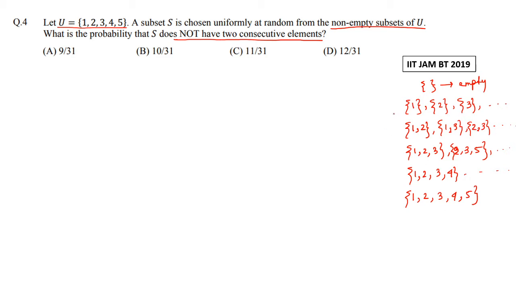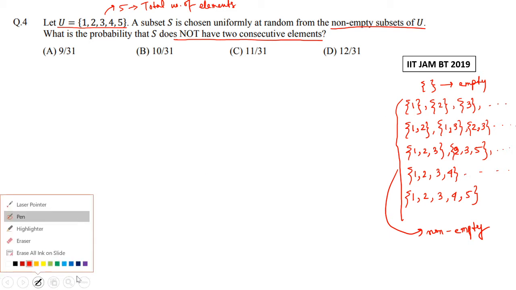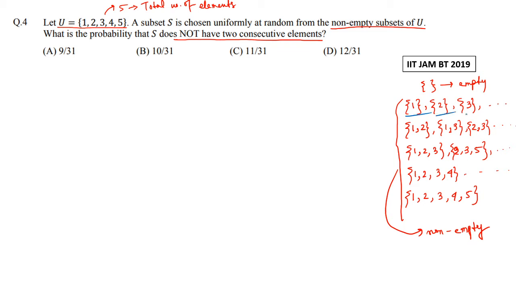All these are non-empty subsets of U. Now here the total number of elements in U is 5. So out of these 5 elements, we can choose one element for making a non-empty subset like these. We have chosen only one element out of these 5 elements.